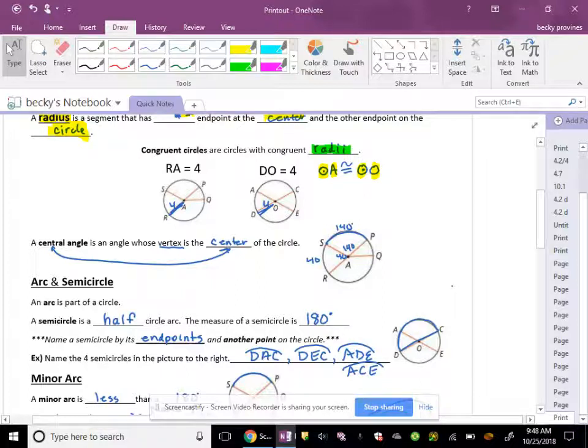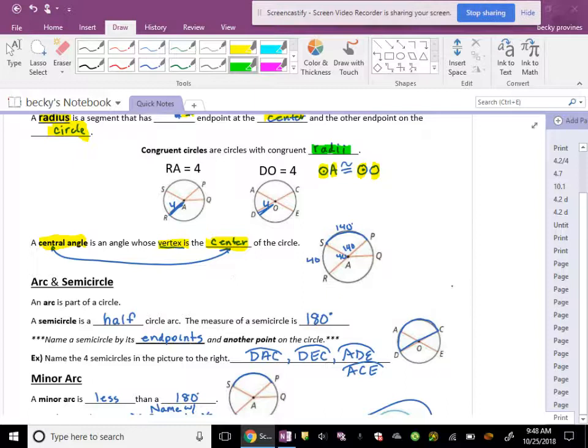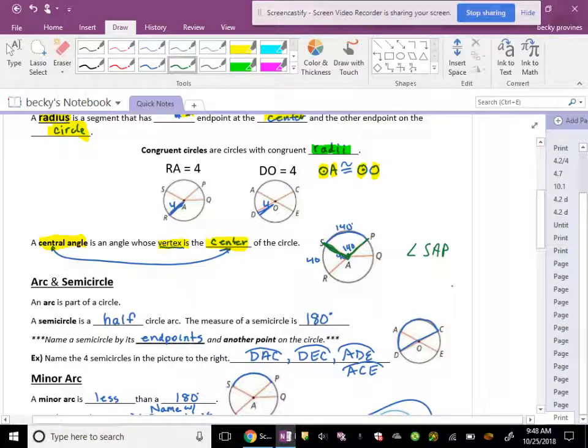A central angle is an angle whose vertex is at the center of a circle. Now look at the word central. Central, center. It's not a coincidence that those sound the same. This is an easy idea, and we're going to talk more about it later, but let's bring it up now. First of all, the vertex is here at the center, and I'm just going to pick one. Notice this angle here, SAP. It's a central angle because its vertex A is at the center.